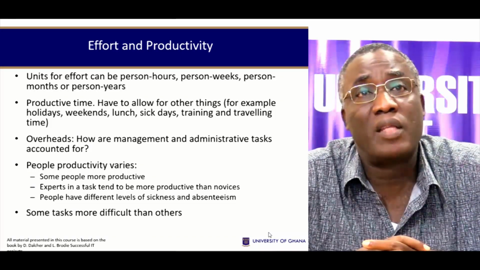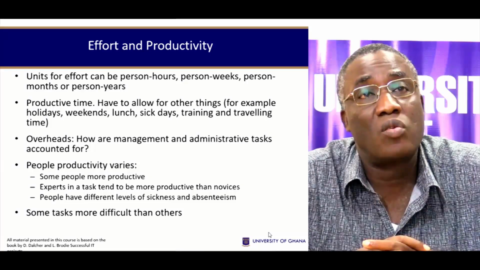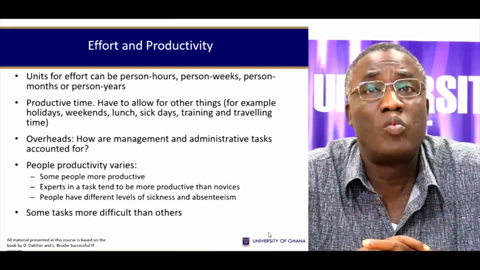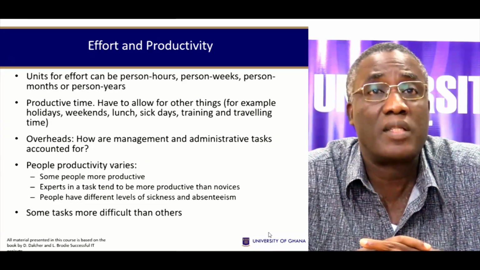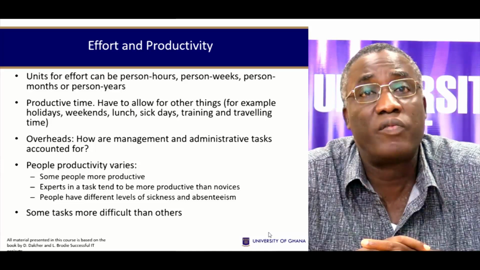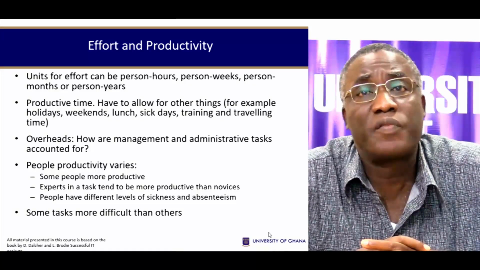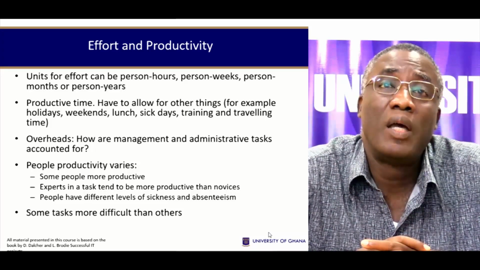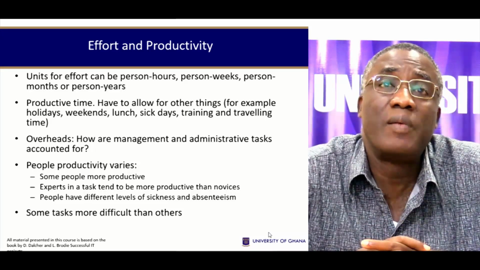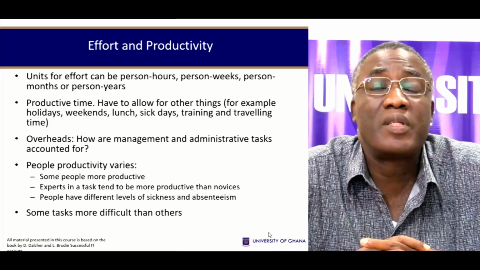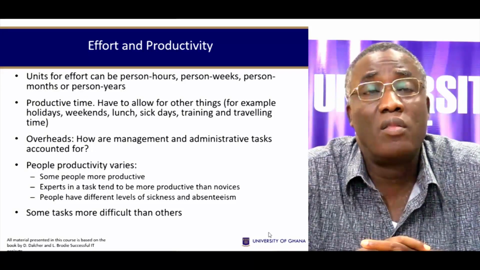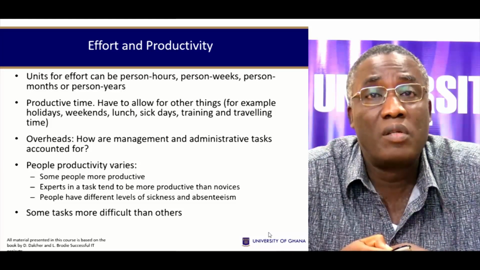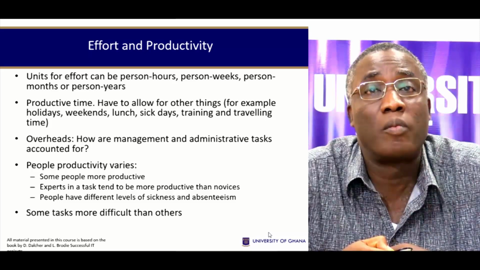People, when they work, their productivity can vary. Some people are more productive than others. Some people are experts in a task and tend to be more productive than novices. So if you're an expert, you'll be more productive than if you're a novice. And then people have different levels of sickness and absenteeism. So you depend on people and you schedule some time for them to do the work, but then the person is absent due to sickness. And then, of course, some tasks may be more difficult than others, and therefore they require more time to perform.